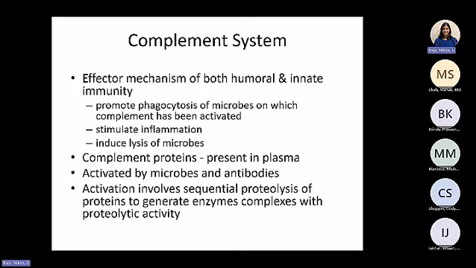Complement proteins are small proteins. They are present in the plasma, and they can bind to each other to generate bigger enzyme complexes with proteolytic activity. So the small proteins that can bind to each other are called zymogens, and they can bind to each other to give rise to bigger enzyme complexes. These complement proteins can be activated in various ways. It could be antibodies, it could be microbes themselves. They are important for different types of complement cascades depending on what activates them.